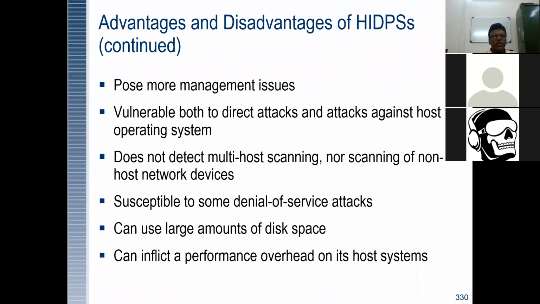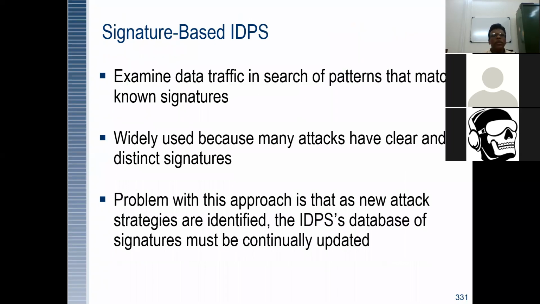And also the inflicted performance overhead on the complete host. The chances of these are going to be looked at further, how they are going to be relayed. Examine data traffic in search of patterns that match known signatures. See how the detection patterns are going to happen, going to be checked closely, and there should be a comparison of how the entry happens against the signature, similarly what is already there as any sort of information.